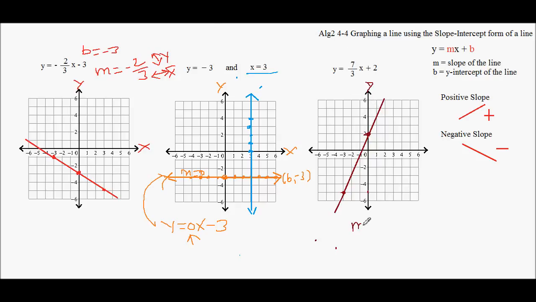The slope is 7 over 3. So this is 7, 1, 2, 3, 4, 5, 6, 7, and this is 3 this way. 7 over 3 positive. Positive slope. Negative slope. Vertical line is x equals something. Horizontal line, no slope, or 0 slope. I couldn't say no slope. The slope is 0 for y is equal to something.